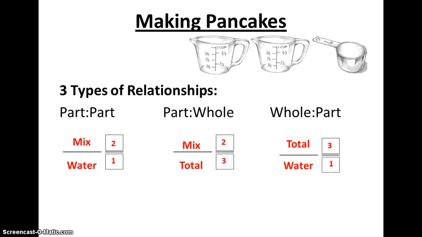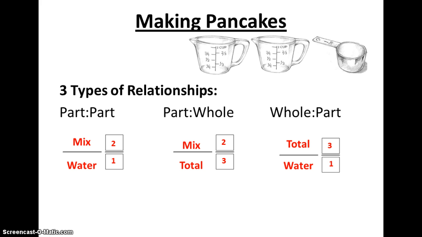Now we're going to use an example of making pancakes. You'll notice here we have two larger measuring cups and then one smaller one. The two larger measuring cups are going to represent our amount of mix, and the smaller measuring cup is going to represent our amount of water. There are actually three different types of relationships, or three different types of ratios, that we can talk about.